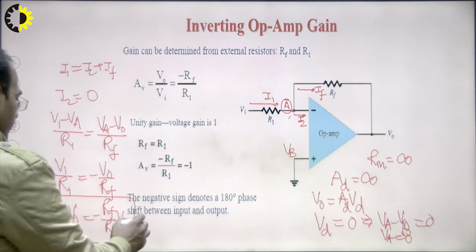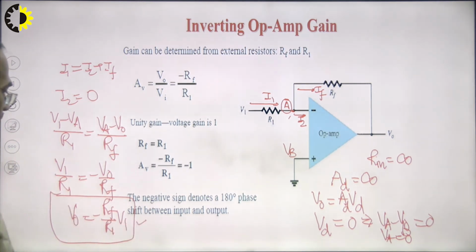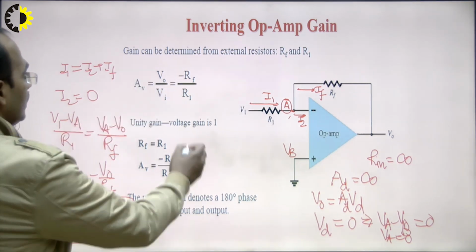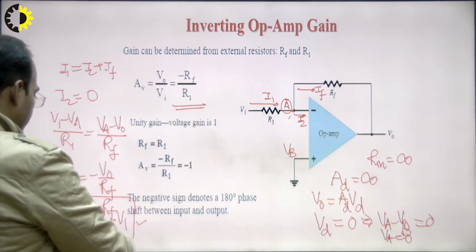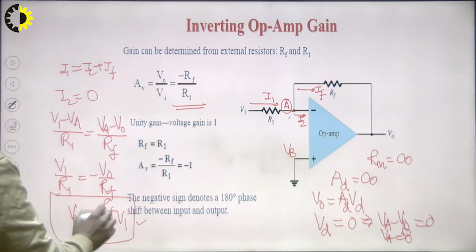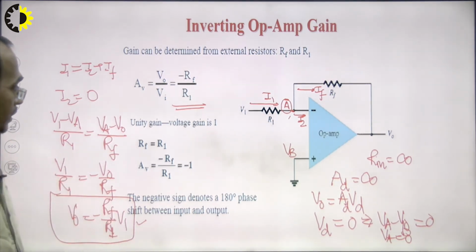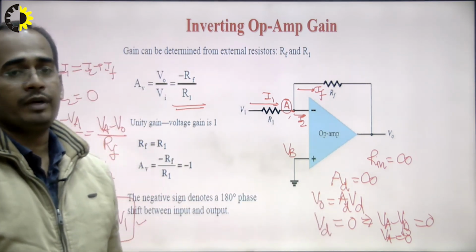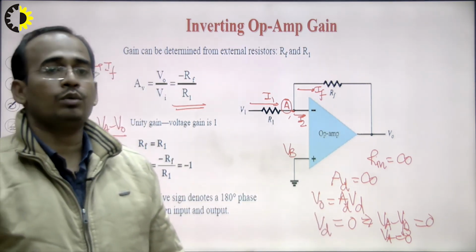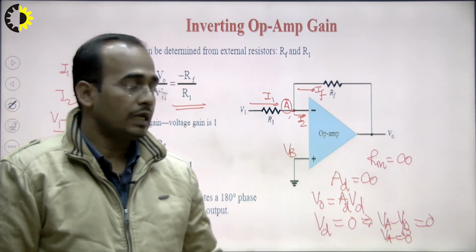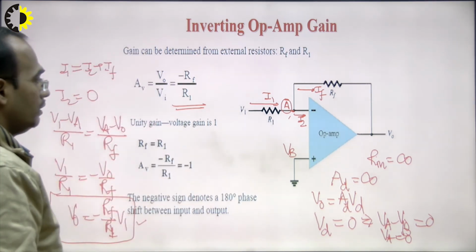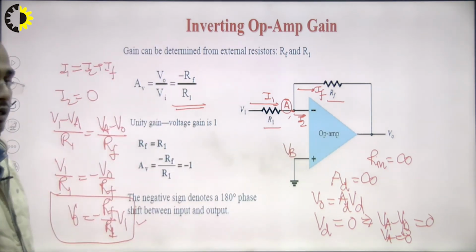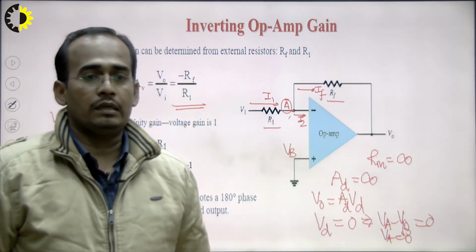This can be converted into unity gain. What will be the gain? Gain is nothing but the output upon input. AV is equal to V naught upon V in, so this will be equal to minus RF by R1. So, you can convert this inverting operational amplifier into a unity gain amplifier by taking the feedback resistance equal to the input resistance. In that case, you will get unity gain.